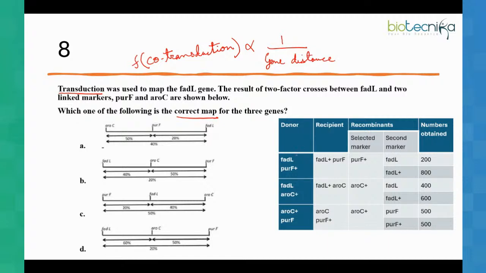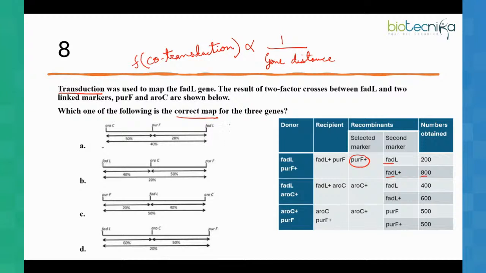Now see, donor is FADL and PER-F. Now recipient will be the opposite, and then we have selected PER-F plus. The cells which have got the second marker as FADL, that is 200. The cells which have got second marker as FADL plus is 800. So if you have to calculate the co-transduction frequency between FADL and PER-F, which number you should count? That is the major decision that you will have to take.